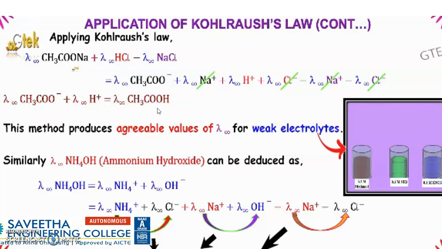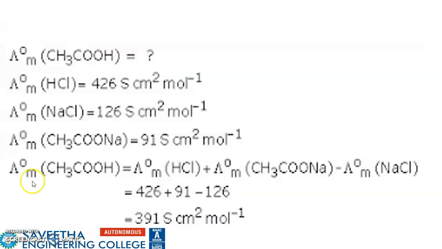Okay, in the same way we can also determine the lambda infinity of a weak base like ammonium hydroxide. We need to have the values of ammonium chloride, sodium hydroxide, and sodium chloride. If you cancel the common terms, which are all the common terms we have? Chloride and sodium are the common terms. The left out is NH4 plus and OH minus, which will give the lambda infinity of ammonium hydroxide.